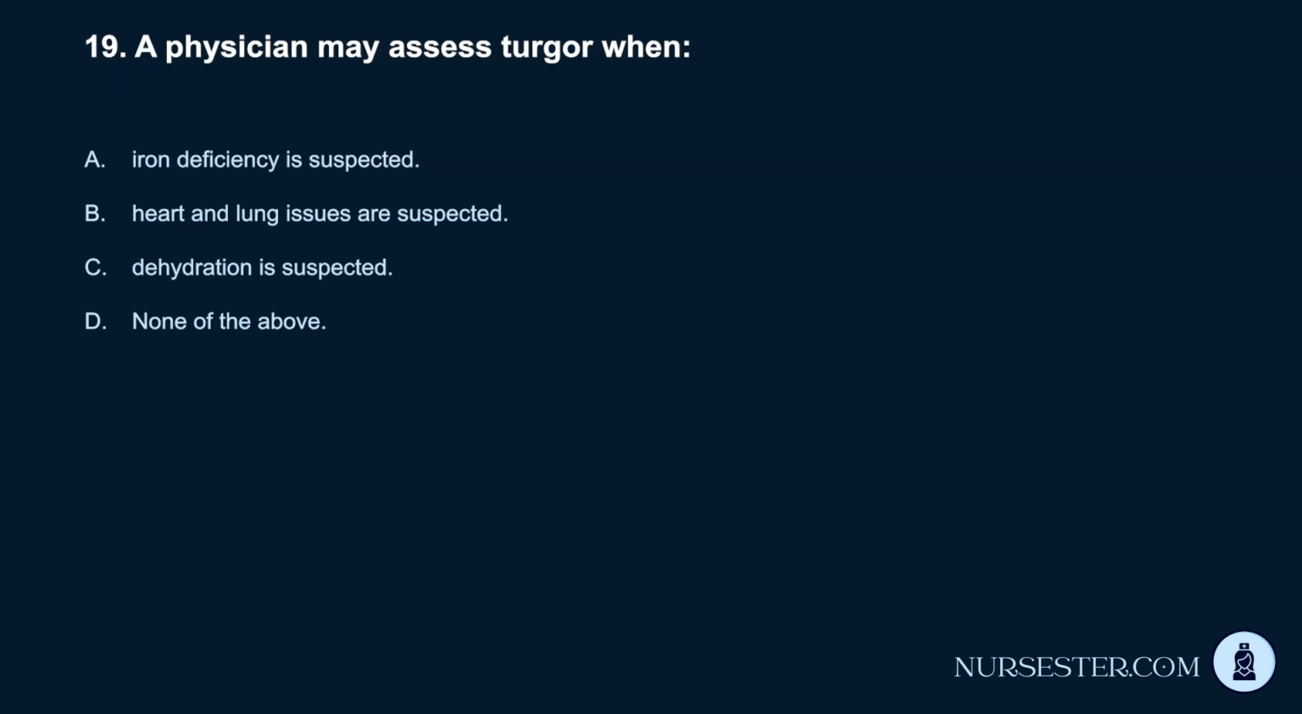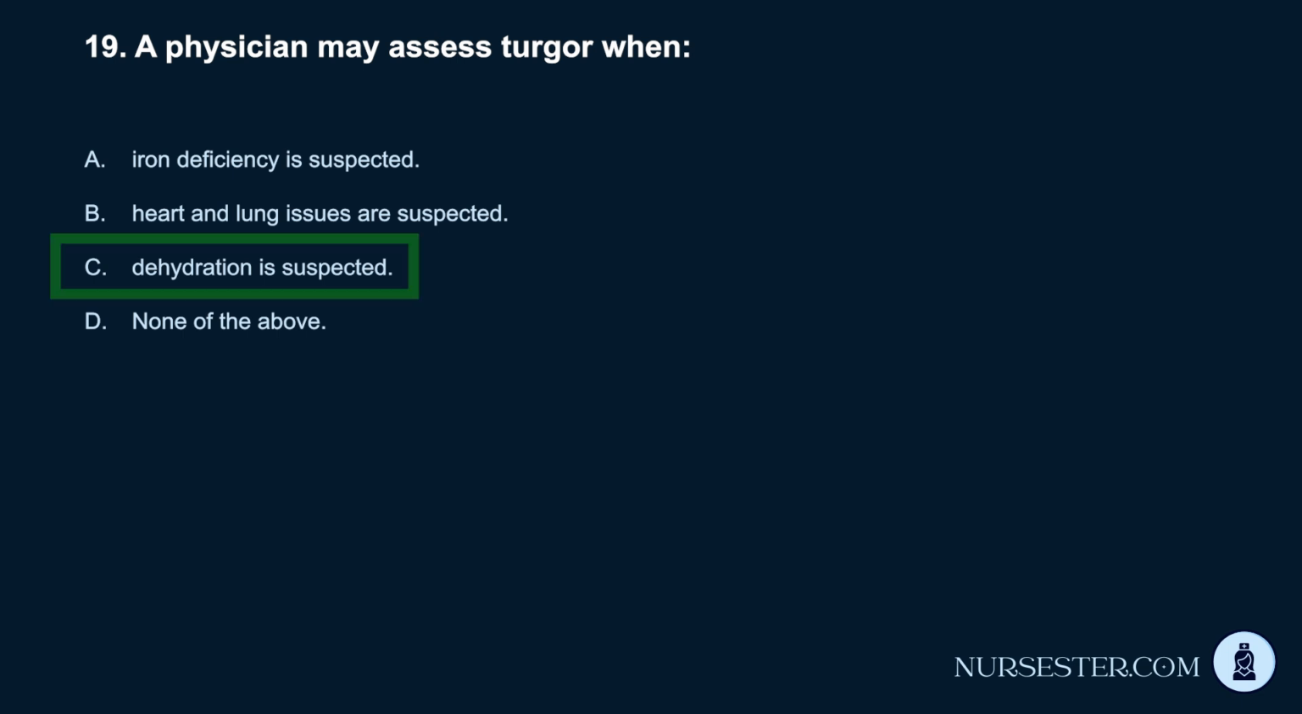19. A physician may assess turgor when A. Iron deficiency is suspected. B. Heart and lung issues are suspected. C. Dehydration is suspected. D. None of the above. Correct answer, C.